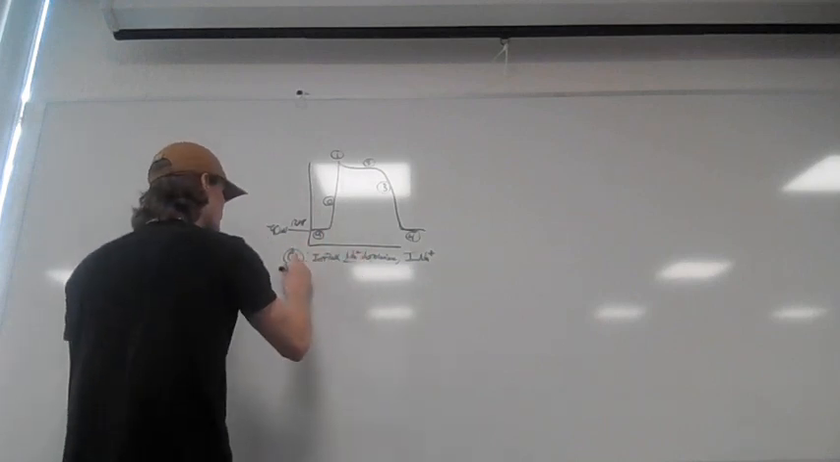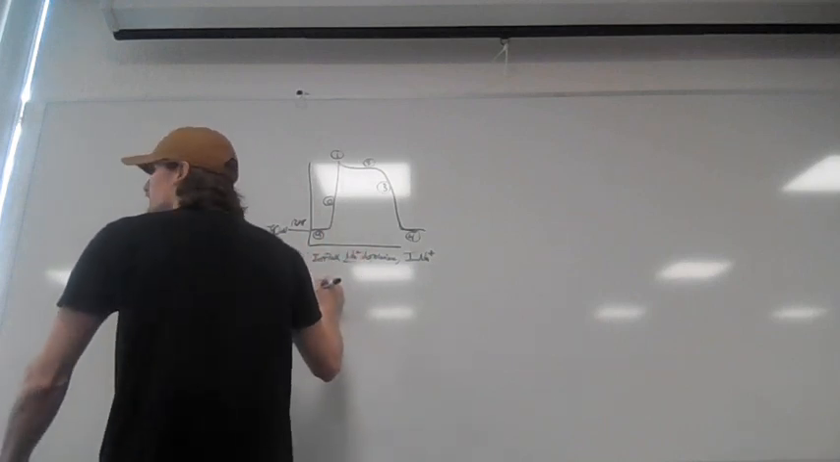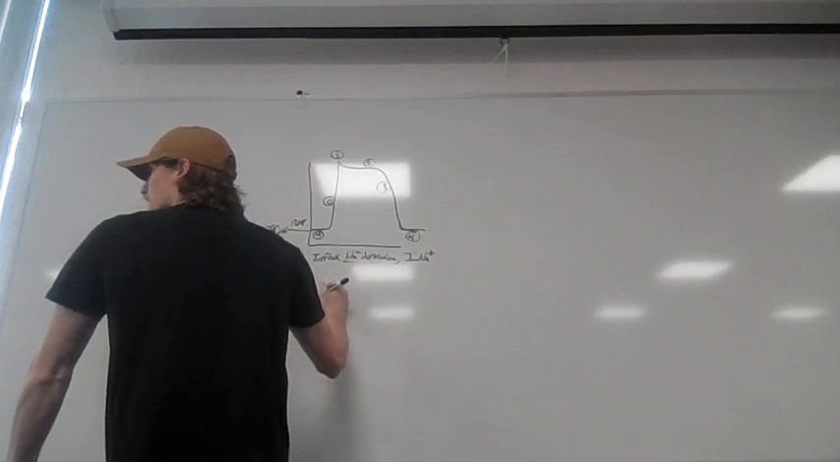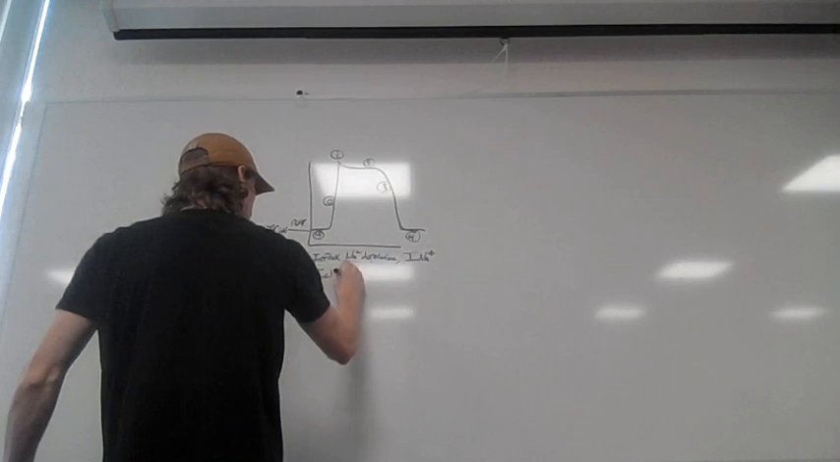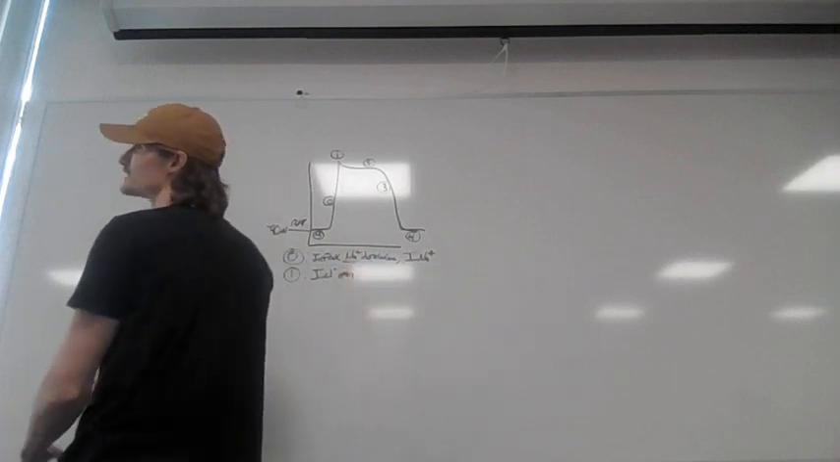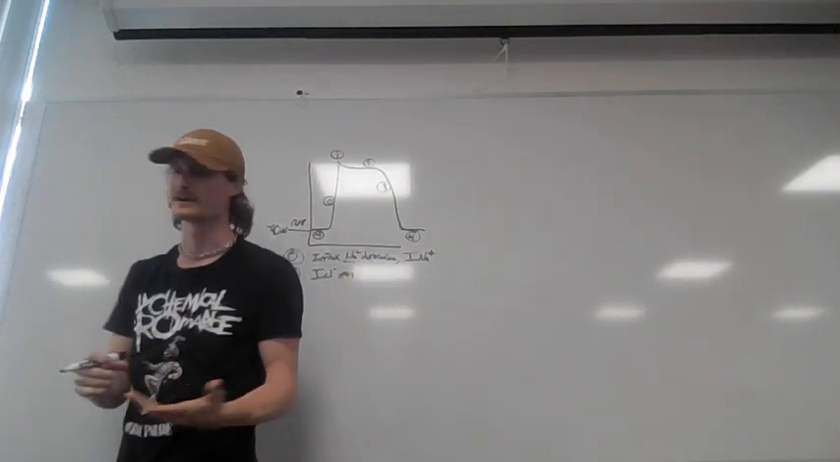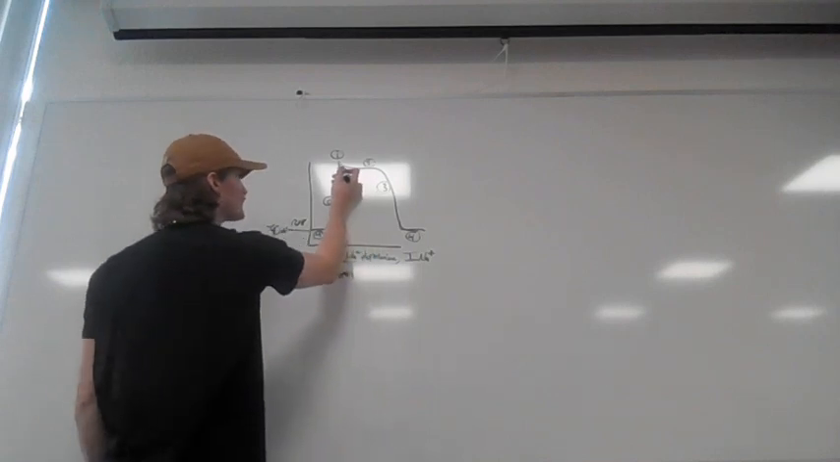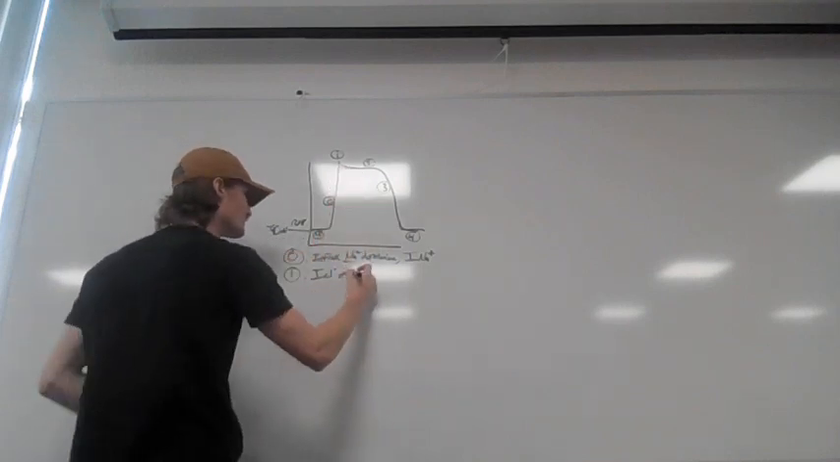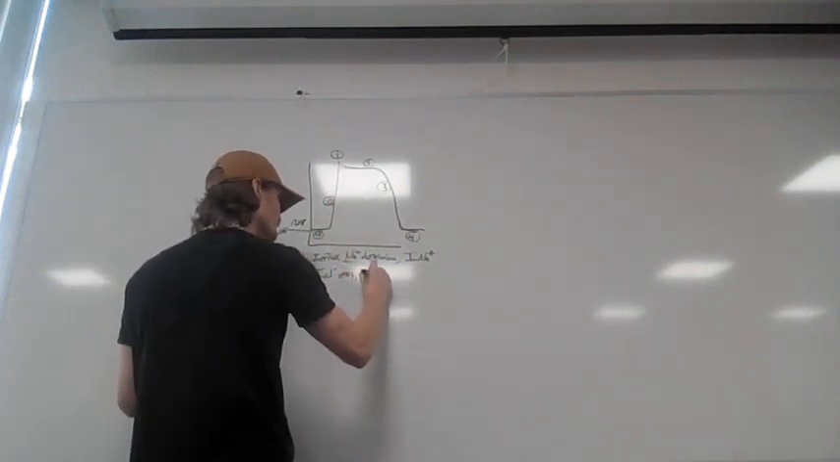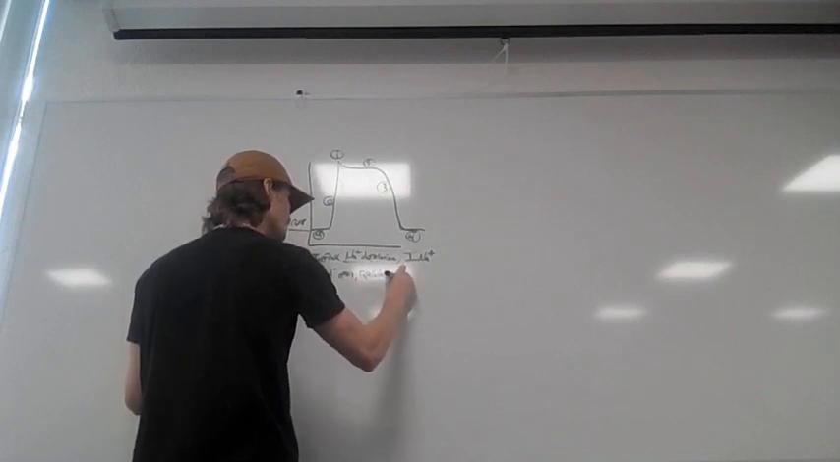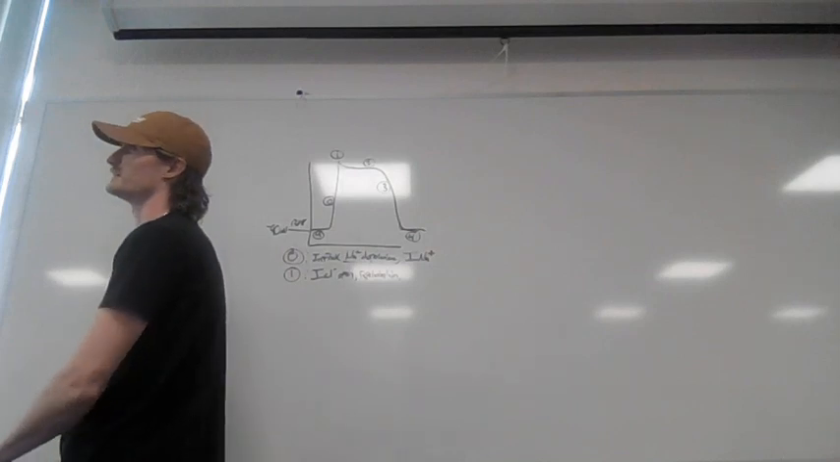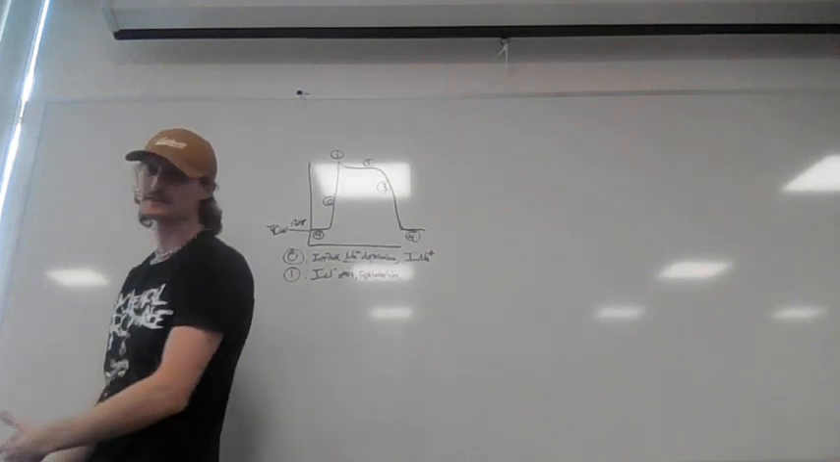So now we're at 1. In 1, the I-chloride channels are going to open, which is then also going to start repolarizing the cell a little bit, hence why there's a little bit of a dip here. So it's going to be a little bit of repolarization. And I think that's it for 1.